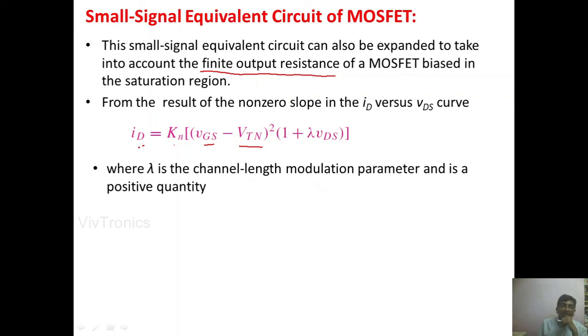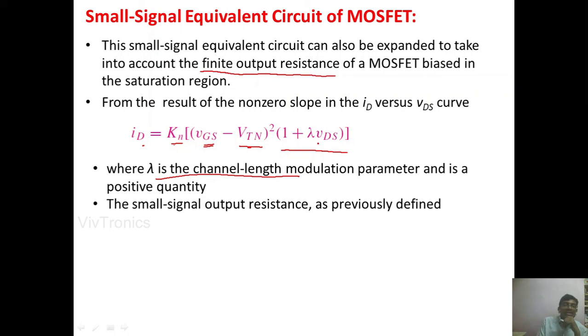So here ID is equal to Kn into (VGS minus VTN) whole squared, and that is the value of ID. Actually, we have already seen that it is getting multiplied with the value 1 plus lambda VDS, where lambda is called the channel length modulation parameter, which is always a positive quantity, and that is getting multiplied with VDS.